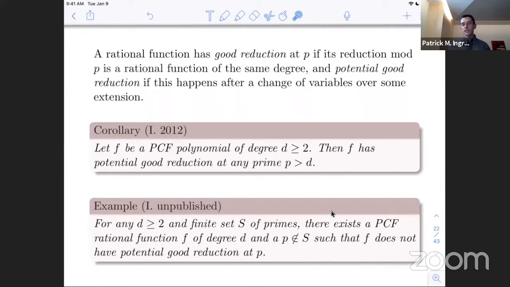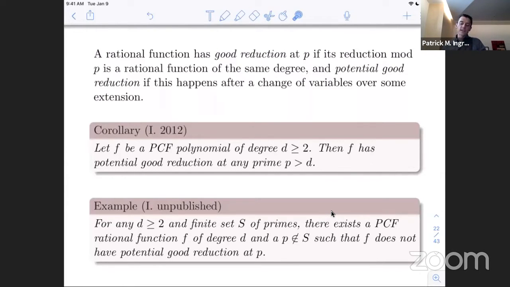So it's not just that we didn't get that same corollary for rational functions. You can in fact show, so I write example here, but this is clearly a statement, not an example, but it's proven by a family of examples, you can show that not only is this statement false for rational functions, but in fact, no statement like it is true for rational functions. So in fact, for any D and any finite set S of primes, there exists a post-critically finite rational function F of degree D, not a polynomial, and some prime outside of S at which F does not have potential good reduction. So that's kind of an interesting contrast, and maybe I'll come back to this near the end.